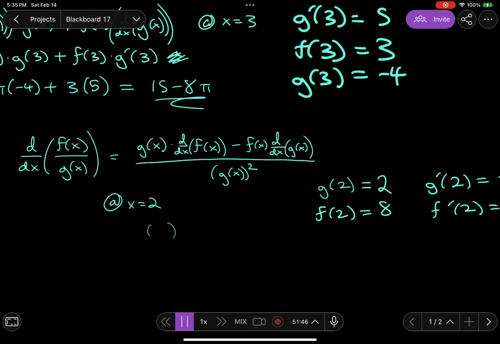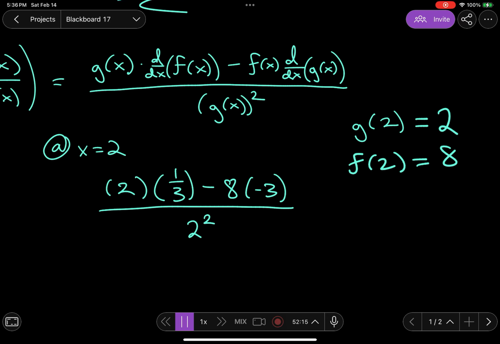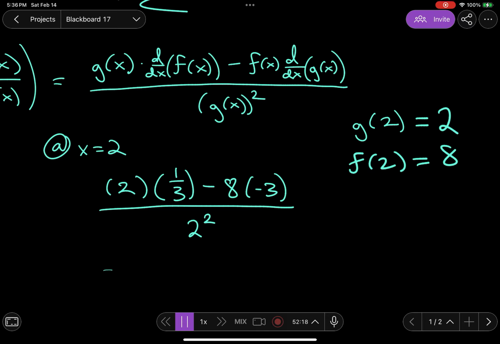So this is g of 2 right here. That's going to be 2. What this guy is f prime of 2, what that is 1/3. 2 times 1/3 minus f of 2, that's going to be 8. And then what we have right here is the derivative of g at 2, that's this right here, negative 3. All divided by g of 2 squared. So that's going to be 2 squared. Of course, that's 4. But let's see if this cleans up at all. This is going to be the same thing as 2/3 plus 8, what the heck, plus 24 divided by 4.